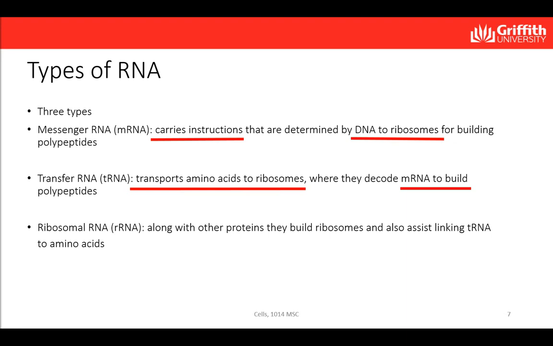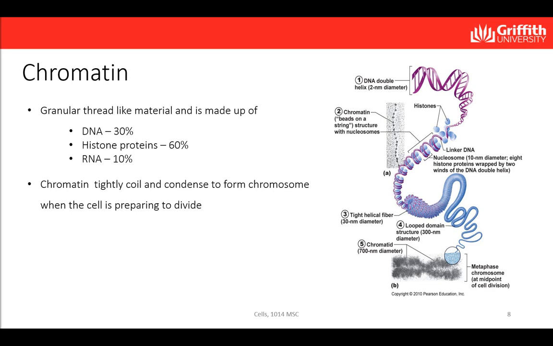Finally, ribosomal RNA, or rRNA, along with other proteins, build ribosomes, and also assist in linking the tRNA to amino acids. As mentioned earlier, the DNA in the nucleus is present in the form of chromatin, and when we look at the structure of chromatin, it looks like a granular thread.